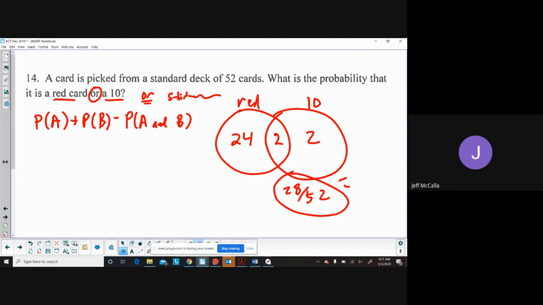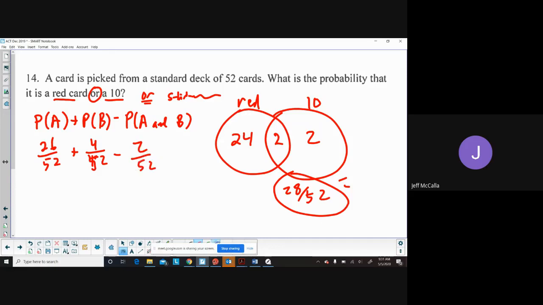In this case, the probability of a red is your first event. The probability of a red is 26 out of 52. There are 26 red cards. Plus the probability of a 10. There are 4 10s, out of 52. Minus the probability of both of those happening. There are 2 cards that are both red and 10, so 2 out of 52.